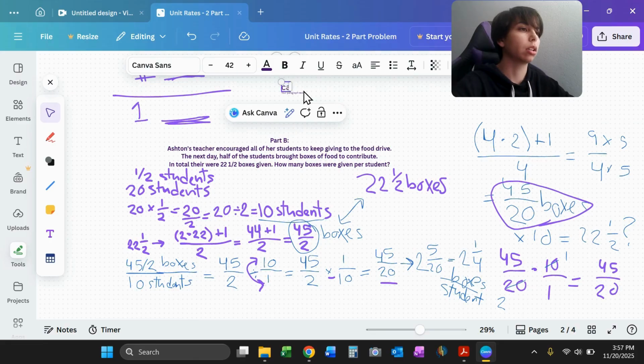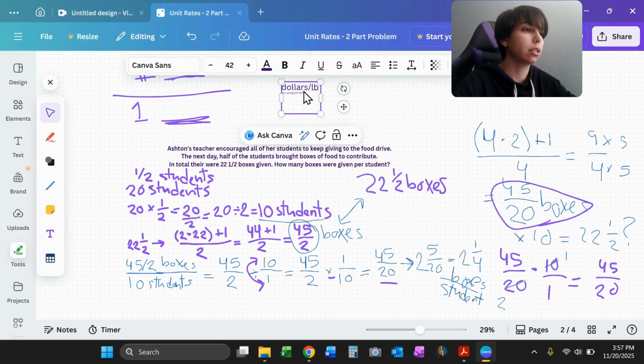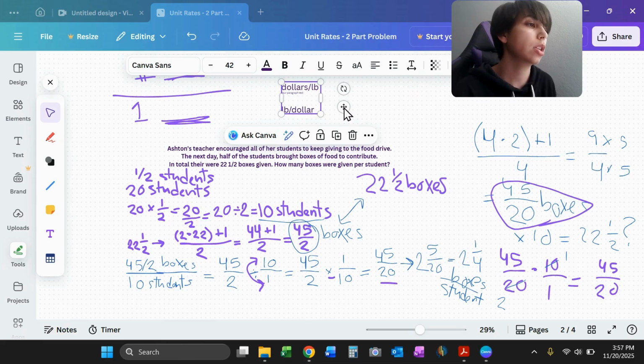Oh, yeah, okay. I have seen multiple questions where it'll say something like dollars per pound, right? But then it will also say pound per dollar. And that's something totally different. So we just want to pay very close attention.